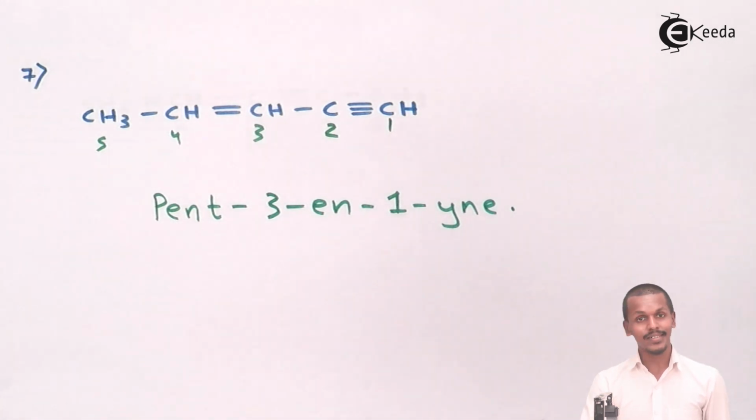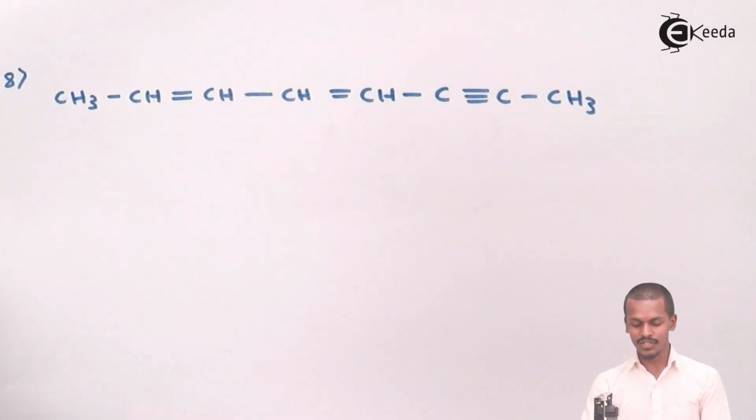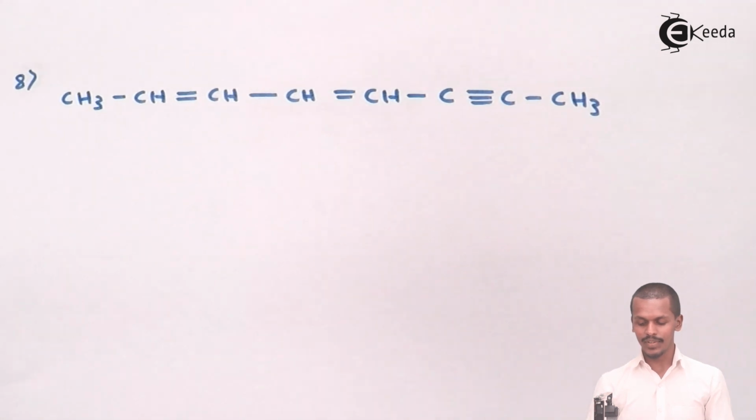So this is the name of the one that is on your screen. Now let us move on to the next one and the last kind of IUPAC nomenclature that we are going to do, and a very huge one, but let us name that also.